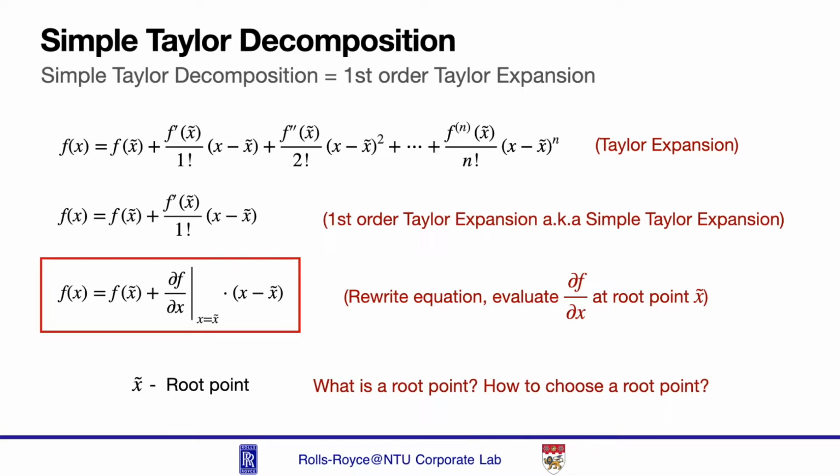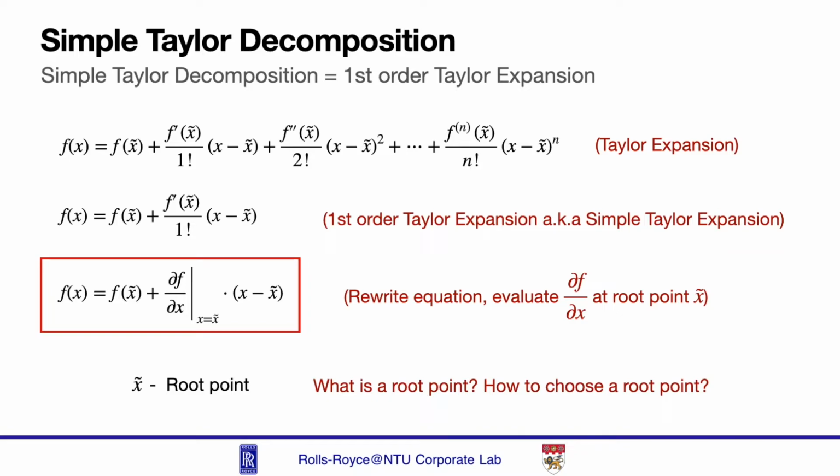And in the paper, it says the first order term should be just fine for heat mapping. And I think another reason they do it is to reduce the computational cost. And after we rewrite this function, we can get the function in the bottom. And this bottom function is our final equation for the simple Taylor decomposition.